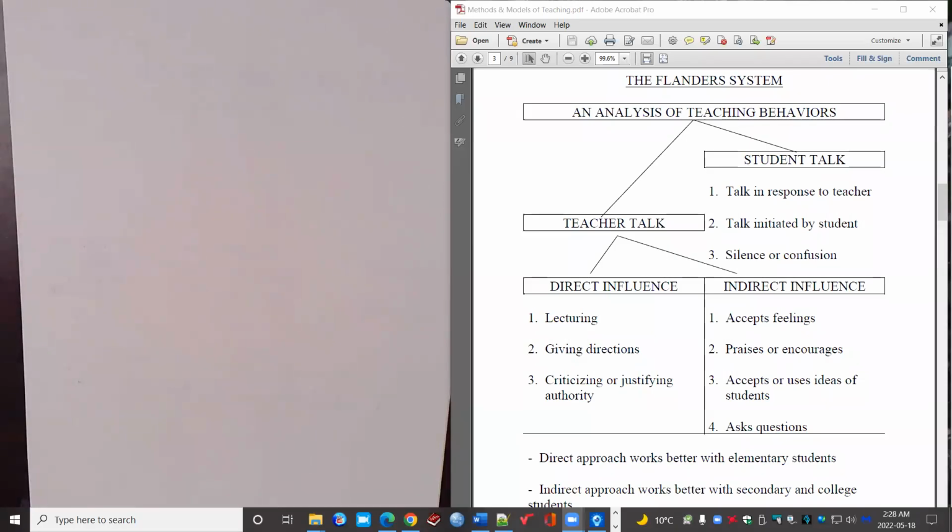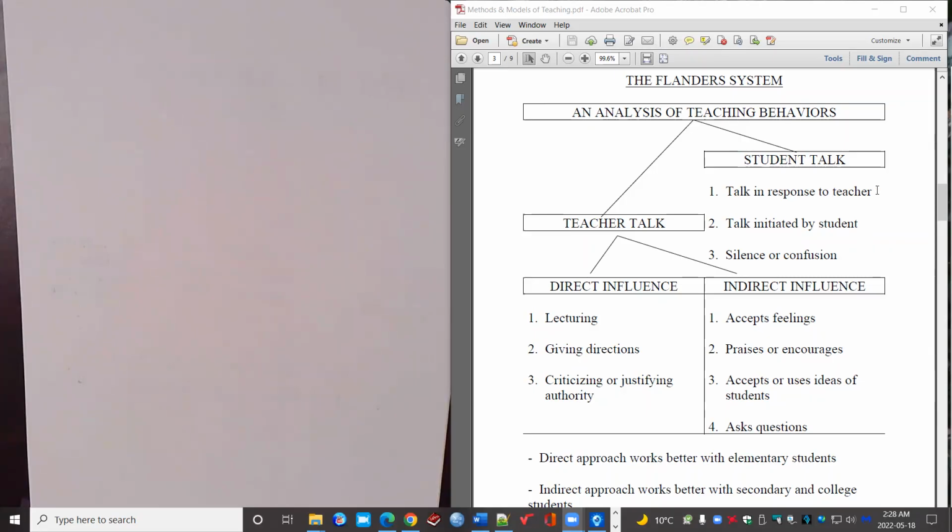Flanders System. This is an analysis of teaching behaviors by Ned Flanders. Take a look at what teaching behaviors. Of course, it's divided into teacher talk and also student talk. For teacher talk, the teacher is trying to assert direct influence or indirect influence, right? So let's take a look at student talk first.